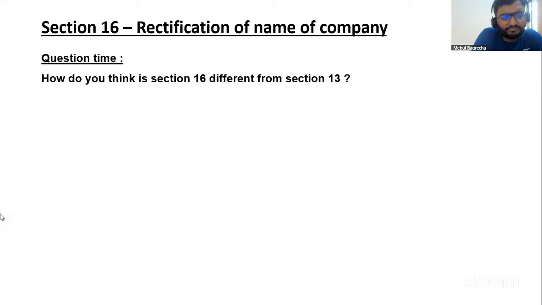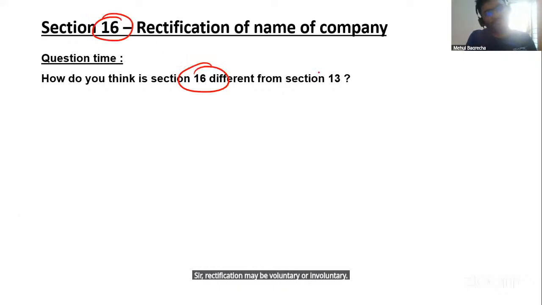Any mistake? Go ahead, Mufida. If there are any mistakes in the name, that has to be rectified. Interesting point. Anything else? Anyone wants to add? Sir, rectification may be voluntary or involuntary. Don't you think alteration should be voluntary or involuntary? Alteration is usually voluntary. Brilliant, Truti.